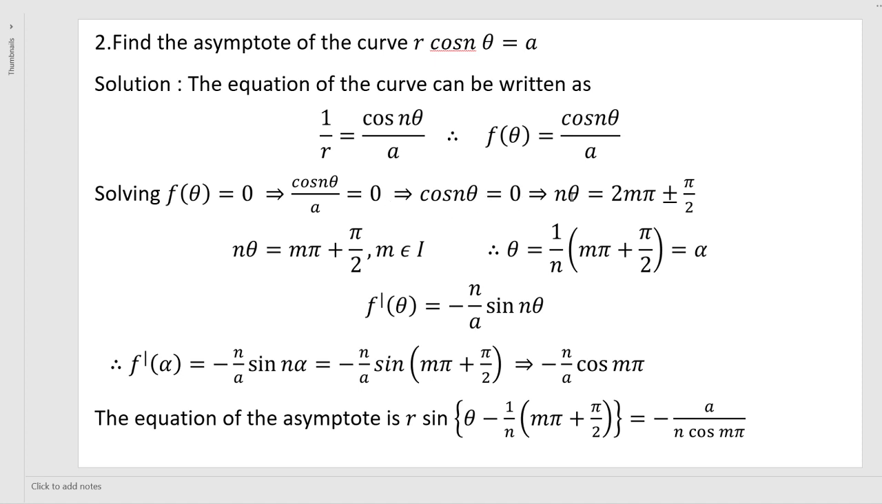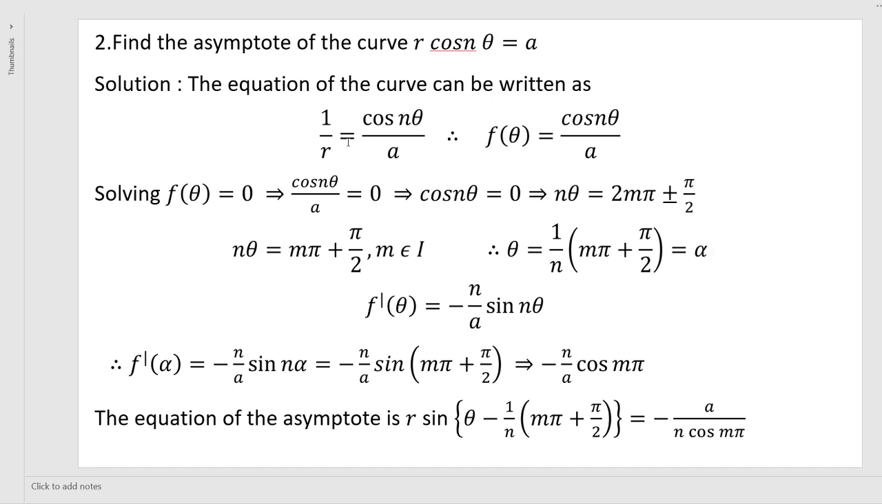That is, n theta is equal to 2m pi plus or minus pi by 2. If m is an integer, n theta is equal to m pi plus pi by 2. So theta is equal to 1 divided by n into m pi plus pi by 2. We call this alpha. That is the roots.